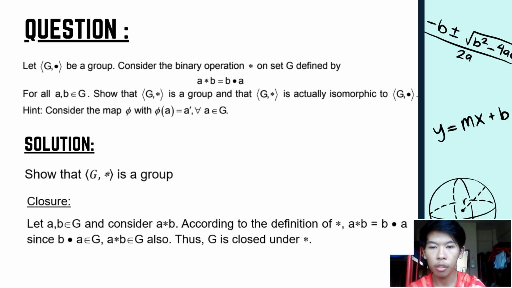First, we need to make sure that G is closed under the binary operation. We let A be element G and consider A * B. According to the definition of star, A * B equals to B · A. Since B · A element G, A * B element G also. Thus, G is closed under binary operation.